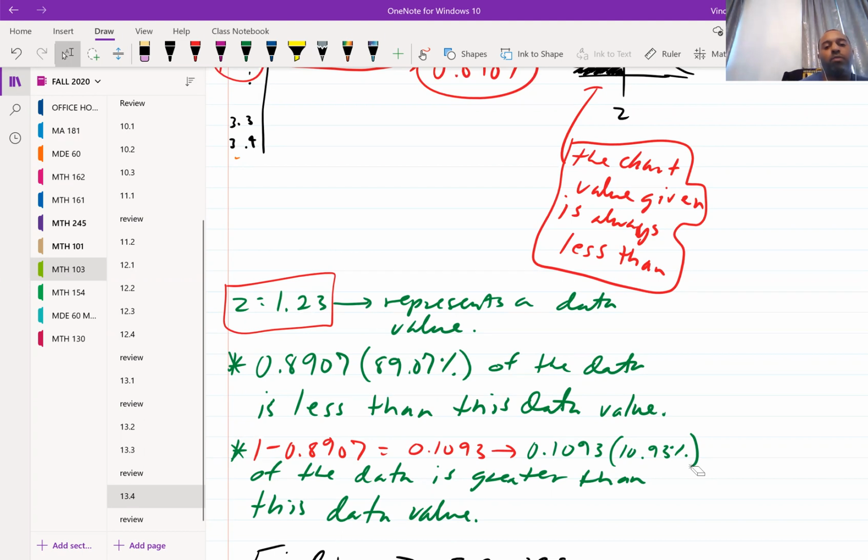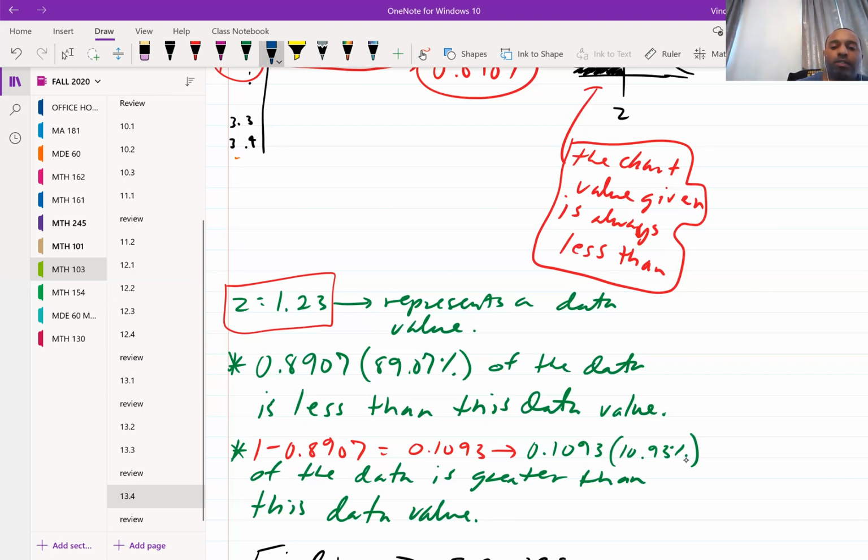So that 1.23 is going to represent the data value. You'll see when we do our conversion. In this case, that 0.8907, which as a percentage is 89.07%, means 89.07% of the data is going to be less than this data value. If I want to know greater than, I will subtract it from 1.